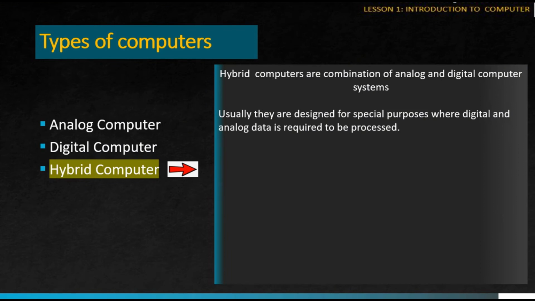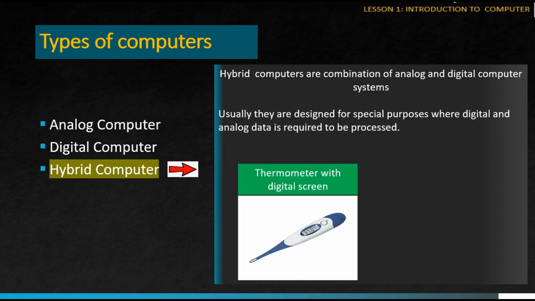Let's now talk about hybrid computers. These computers consist of a combination of analog and digital computer systems. Usually, they are designed for special purposes, where digital and analog data is required to be processed. You may have seen or used many hybrid computers. For example, a thermometer with digital screen is a hybrid computer. Such thermometers take temperature as input and after processing it, display temperature, in the form of digits, in a digital screen.